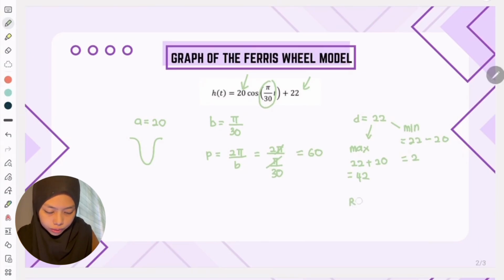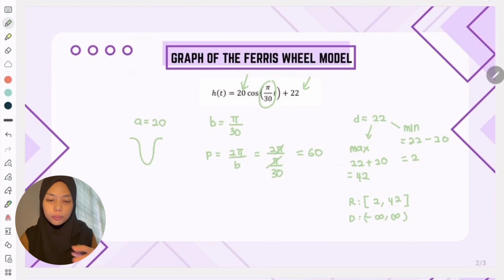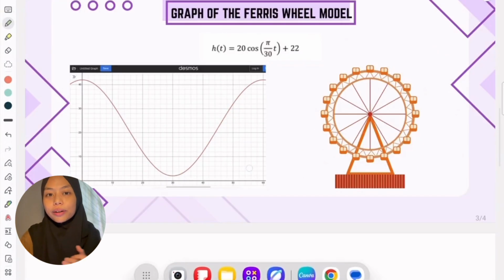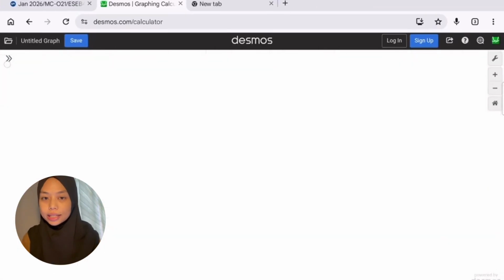From this, we could also conclude that our range is from 2 to 42. And our domain is supposed to be negative infinity until infinity. But since we are investigating how much time it takes for the Ferris wheels to complete one cycle, we have a restricted domain. Our restricted domain starts from 0 seconds until 60 seconds, because our Ferris wheel completes one cycle at 60 seconds. Since we already extracted the information that we need, now we can start to plot the graph.